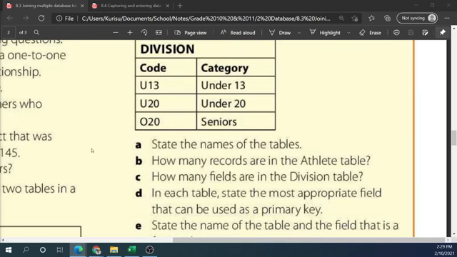In each table, state the most appropriate field that can be used as a primary key. Keelan. Keelan, are you with us? Yes, sir. D. What's the most appropriate key in each of the table?